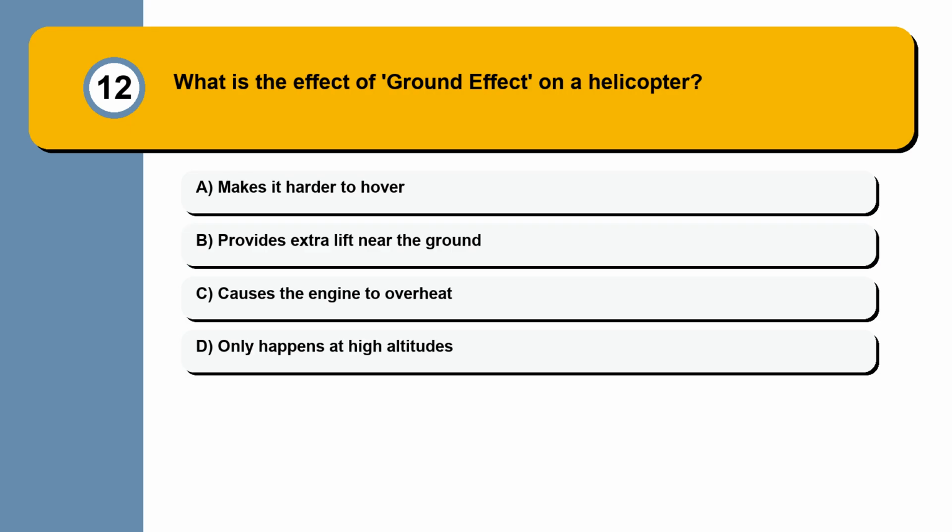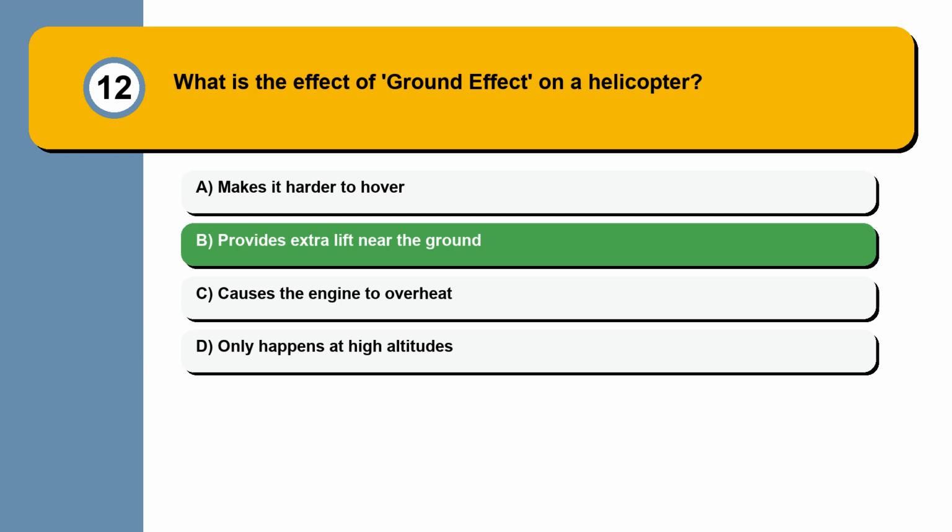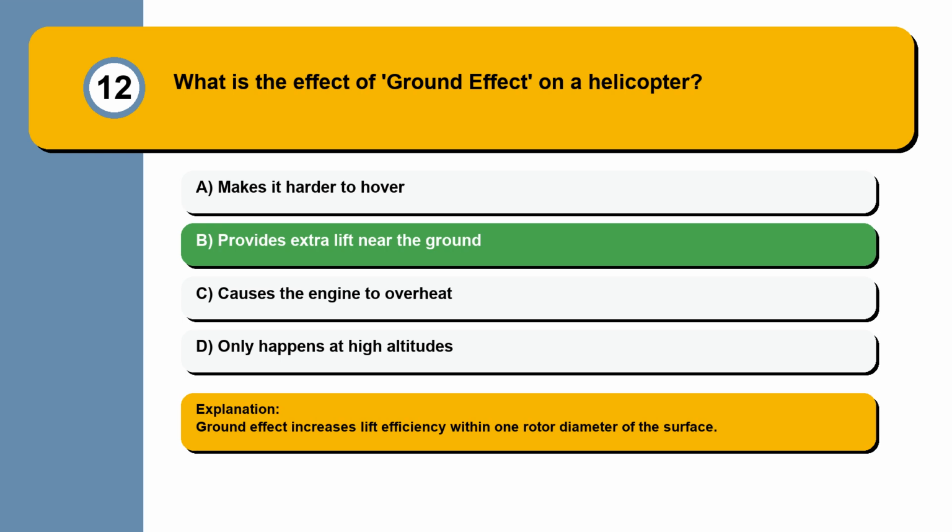Question 12. What is the effect of ground effect on a helicopter? Makes it harder to hover, provides extra lift near the ground, causes the engine to overheat, only happens at high altitudes. Ground effect increases lift efficiency within 1 rotor diameter of the surface.